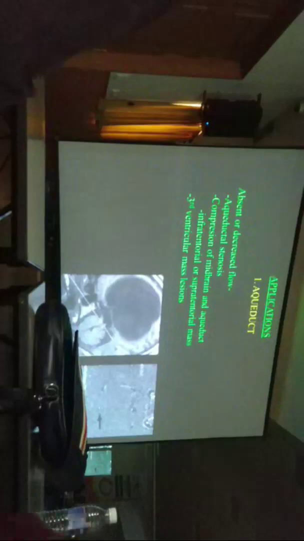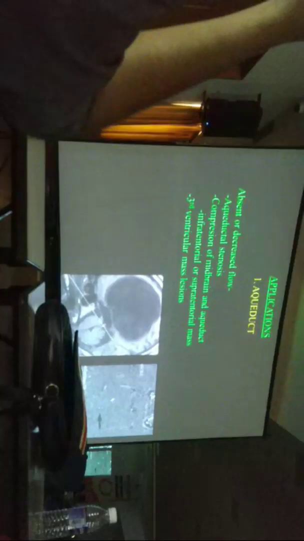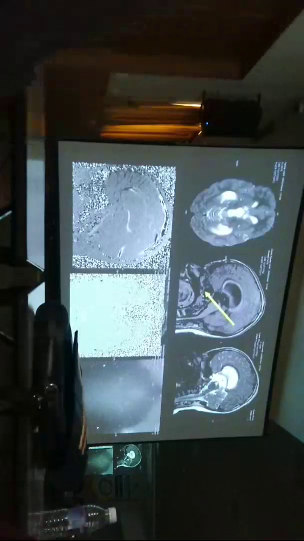Again, this is to show how we do the planning. This is perpendicular to the aqueduct, so there is no flow. That indicates some obstruction or tumor. So here is an example. Here you can see there is a tectal glioma or a pineal region mass. There is no flow across the aqueduct. So we tried CSF flow across that, and there is no flow noted in the CSF imaging. This tends to be in tectal glioma.